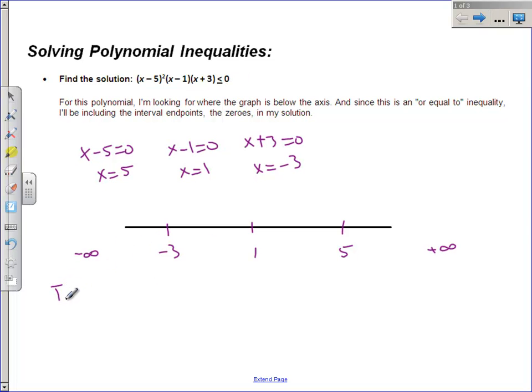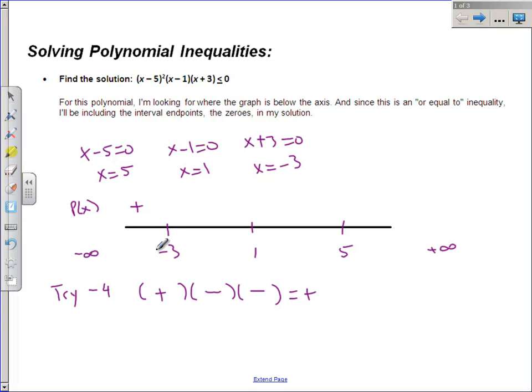So let's try a number in the interval from negative infinity to negative 3, like negative 4. If we plug negative 4 in for x, let's see what happens. Negative 4 minus 5 is negative 9. Negative 9 squared is a positive number. Negative 4 minus 1 is a negative number. Negative 4 plus 3 is a negative number. What's a positive times a negative times a negative? Well, that is a positive number. That means that the polynomial is above the x-axis in that interval.